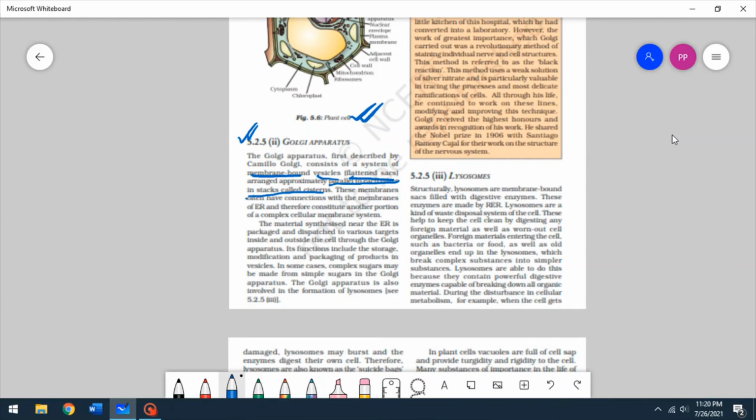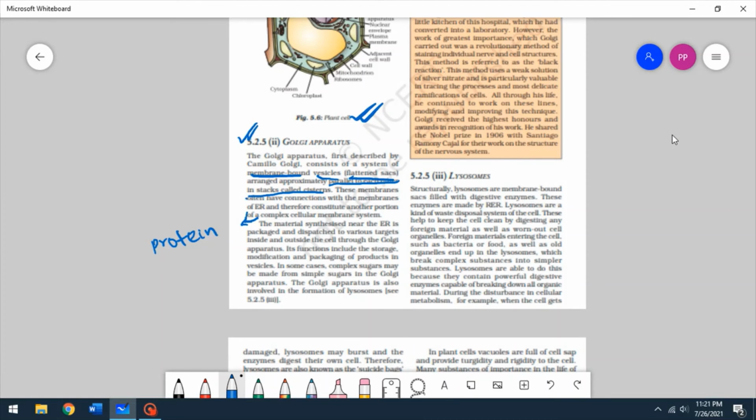And then we have the material synthesized near the ER, which is proteins. See, this is what I mean by connections. You need to keep making connections constantly if you want to remember what you learned. Alright, it is dispatched to various targets inside and outside the cell through the Golgi apparatus.